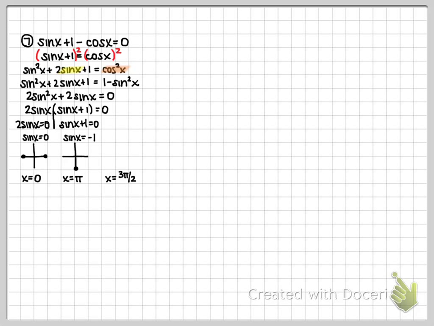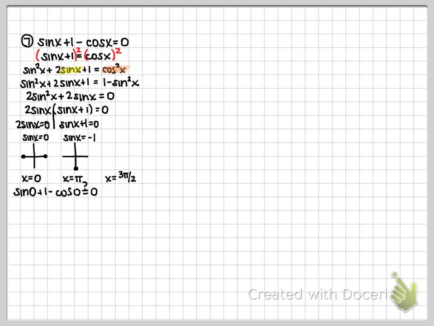What I want to do is a quick check on those in the original equation. So I'm going to plug in x equals 0 first, and that's going to give me sine of 0 plus 1 minus cosine of 0. And I need to make sure that that is actually equal to 0. So I'm going to put my little question mark there. So I'm basically repeating the original equation, and I'm plugging in what I think the x values are.